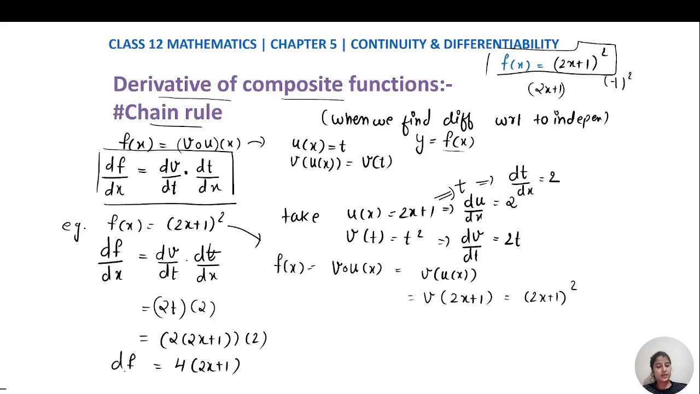We can also find df by dx using the definition, but the definition is not always good for finding the solution, because it will be lengthy. So we have this trick for finding the derivative: if we convert our function into a composition, then we can directly use the chain rule to find the derivatives. Okay, now let's move ahead.